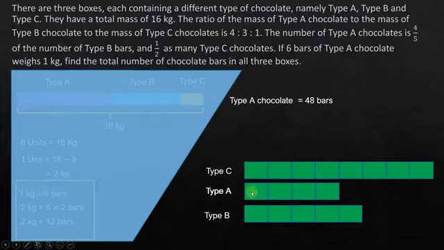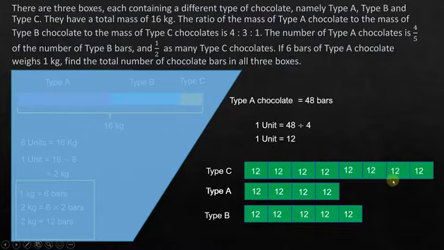So here type A, 4 units actually is equal to 48 bars, right? So 1 unit should be equal to 48 divided by 4. So this 1 unit will be equal to 12 in numbers, 12 chocolate bars, right? So each of these boxes here represents 12 chocolate bars. So here again 12 chocolate bars, 12, 12, all of these represent 12 chocolate bars.